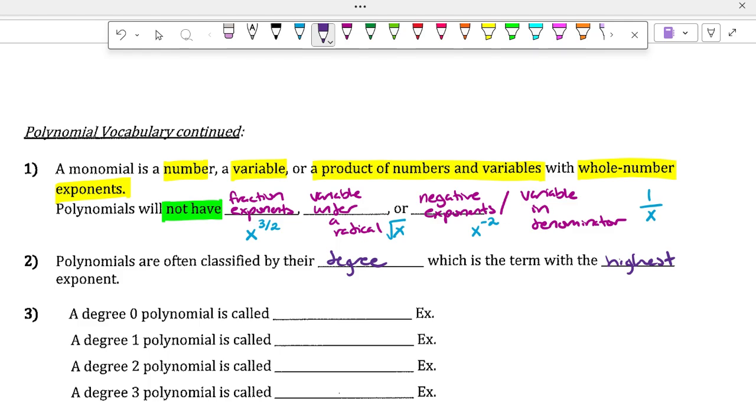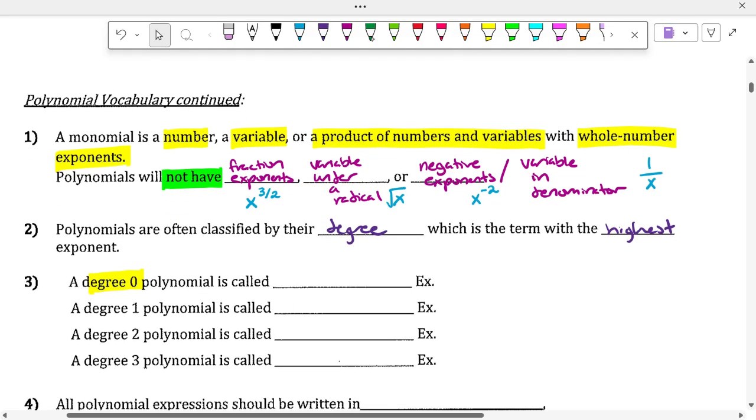So, a polynomial with a degree of 0. For example, let's say I had 4 times x raised to the 0 power. Does anyone remember what x raised to the 0 power is equal to? 1. So what is this actually equal to if I simplify? 4. What do you think that's called?